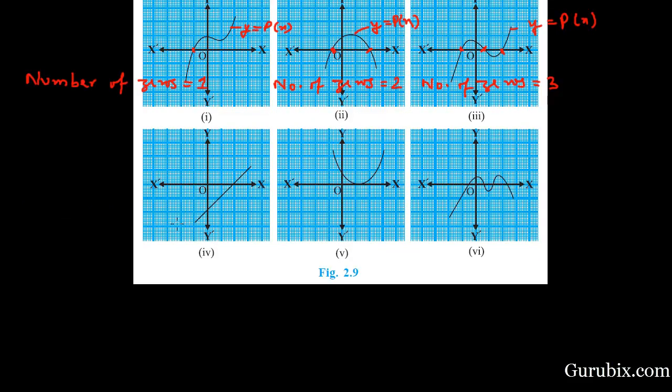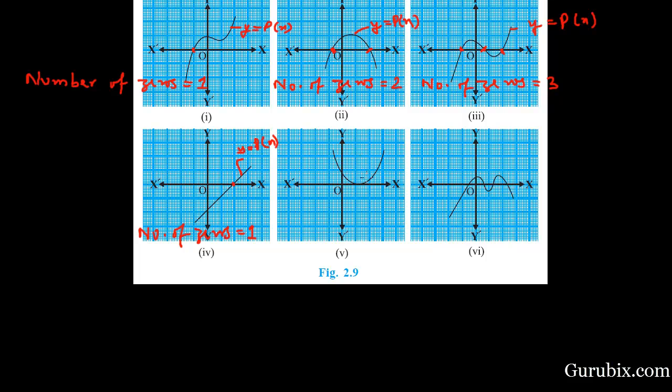Let us come to the fourth part of the example. In the fourth part we are given the graph of the polynomial y equals p(x), and we have to find the number of zeros by just observing the graph of y equals p(x). So we observe that the graph of y equals p(x) intersects the x-axis at one place. Therefore the number of zeros is equal to 1.